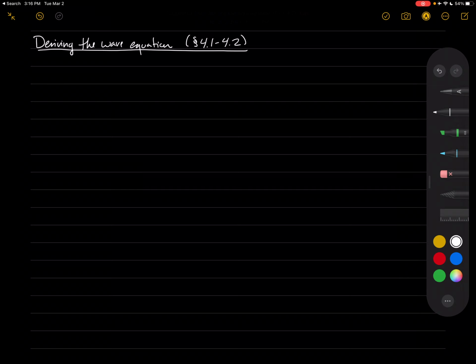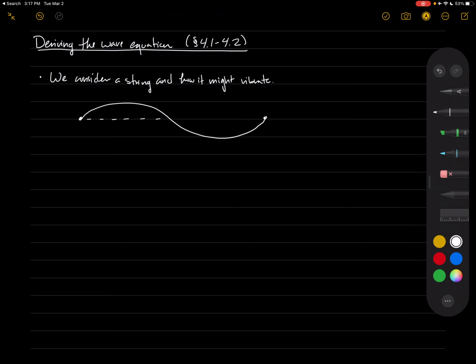All right, so how this goes is that we're going to consider a string, and we're going to be thinking about how it might be vibrating. So we're thinking about waves on a string. Just to give you a visual picture to have in your mind, you can think of a string maybe like this that's attached here, and if it was perfectly still, it would be lying along this line.